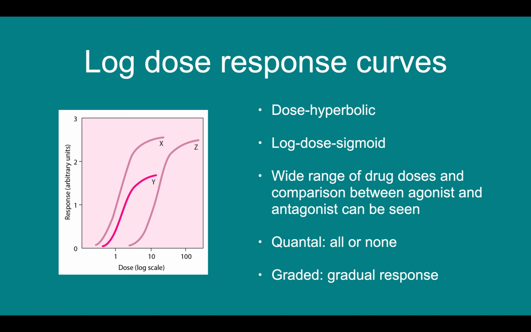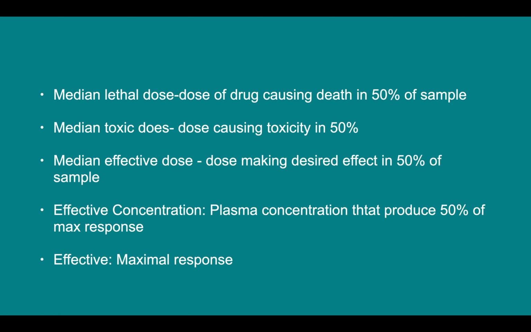So a dose rate is going to be a hyperbolic curve. Log dose is going to be sigmoidal, and when you look at the two together, this particular slide doesn't have it right now, but imagine that there's a hyperbolic curve. There's going to be a wide range of drug doses, and you can compare between the agonist and antagonist. That shows the quantal, which is an all-or-none response, or a graded response. So it's just some definitions.